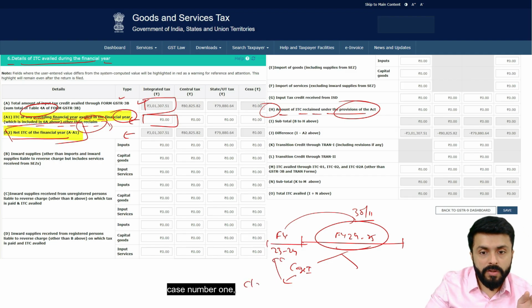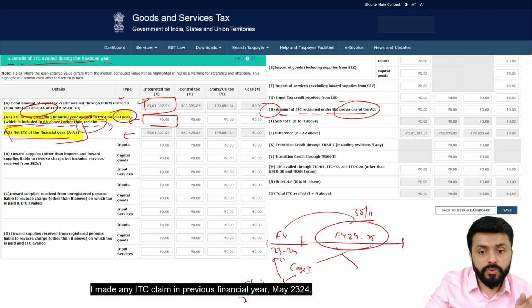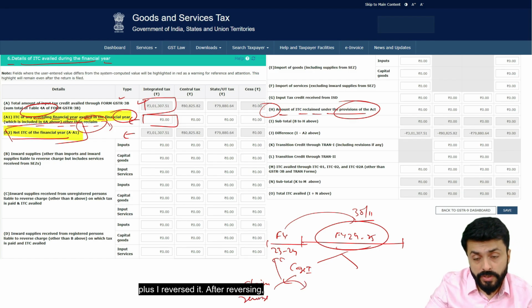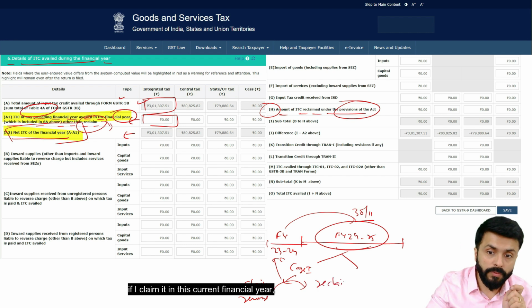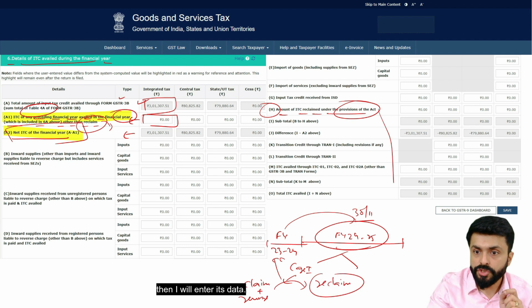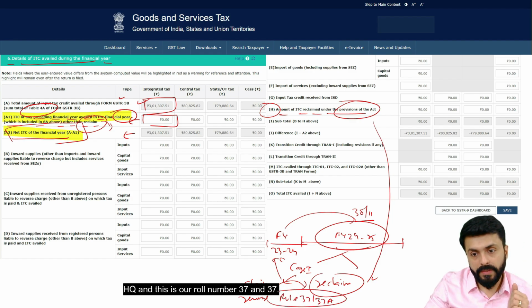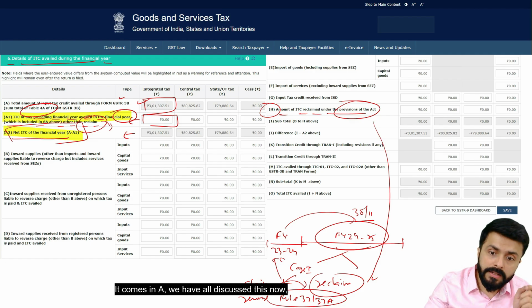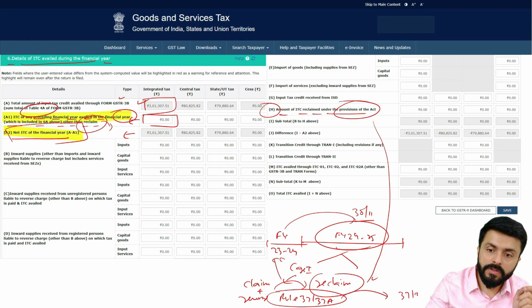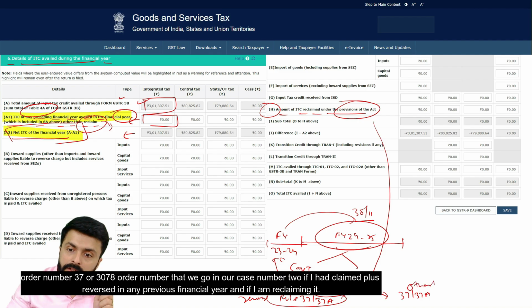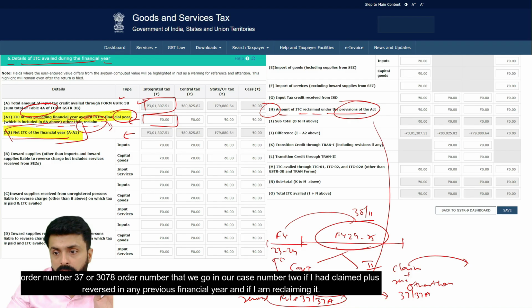Case number 1. I made an ITC claim in the previous financial year, 23-24, plus I reversed it. After reversing, if I claim it in this current financial year, then I will enter its data in table 6H, and this is our rule 37 and 37A. It comes in A, we have all discussed this now. Case number 2: if I had claimed plus reversed in any previous financial year and I am reclaiming it.